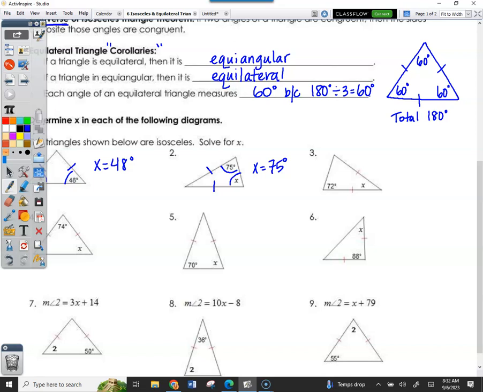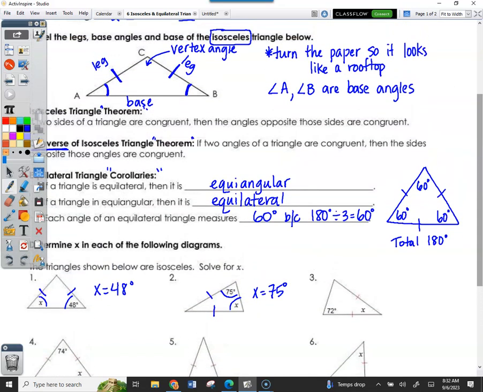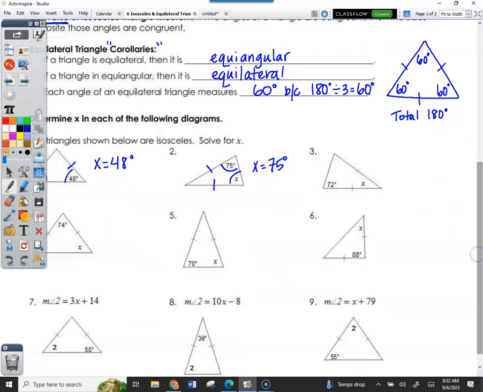Number 3 is slightly different. Why? There you go. The x is the vertex angle this time, not one of the congruent base angles. So it is a little different. There's a little math involved. You still turn it like a rooftop, find your base angles, and mark them. If you don't mark them, it makes it harder to know how to solve the problem. Mark your base angles congruent, okay?